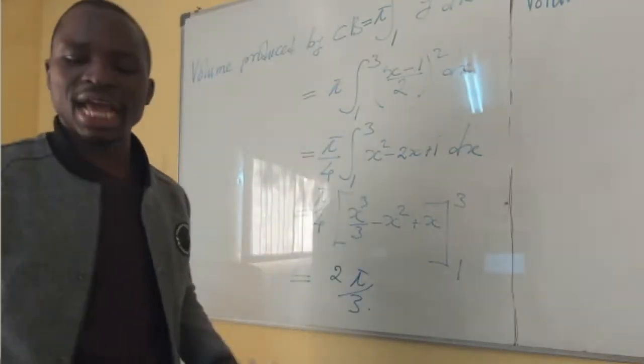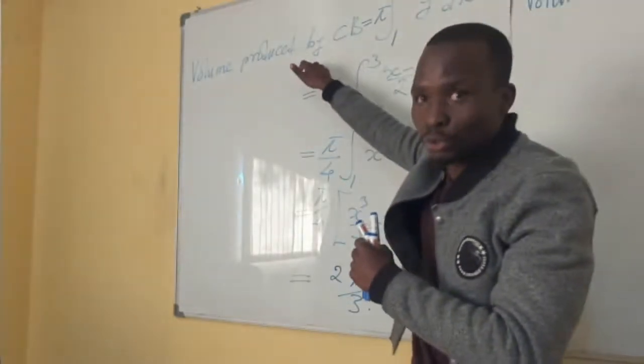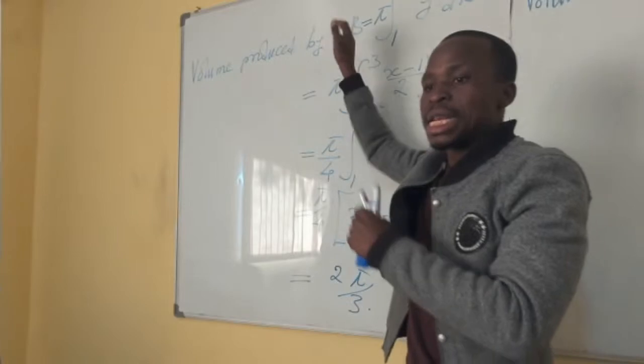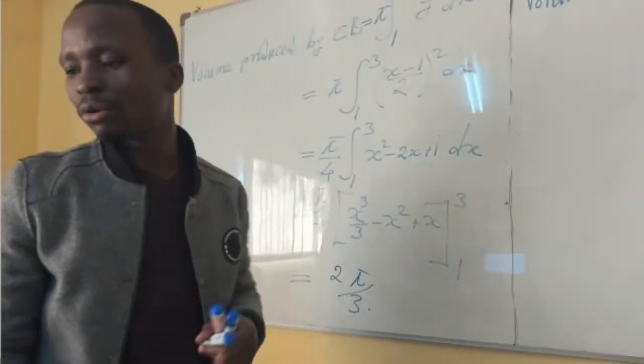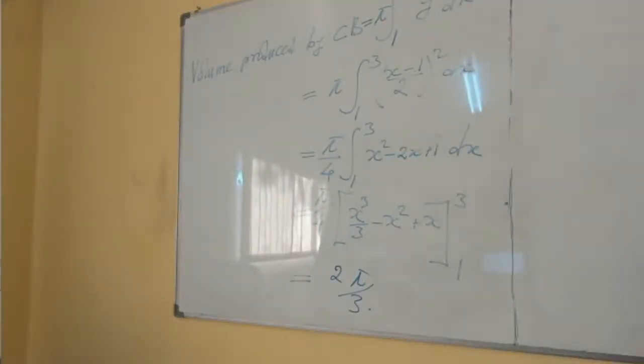Now the question is, are we done? No, we are not yet done. What we have found is the volume of revolution which is produced by AB and also the volume of revolution which is produced by CB. Then now, after finding these two, you need to find the volume of revolution of that region which is bounded by the curve and that straight line. Okay, so this is now our next piece.